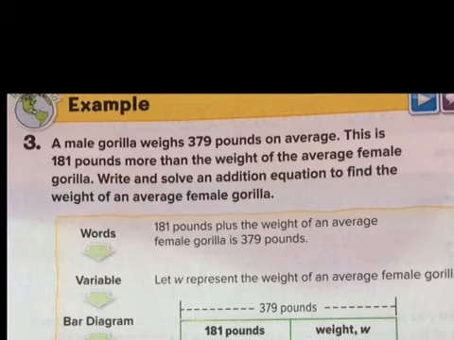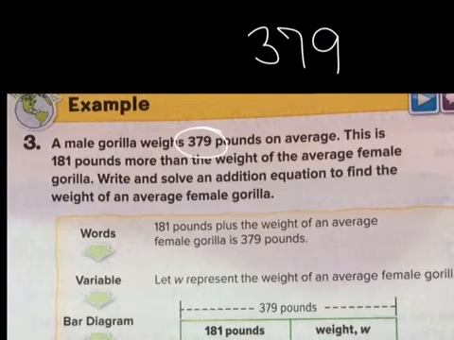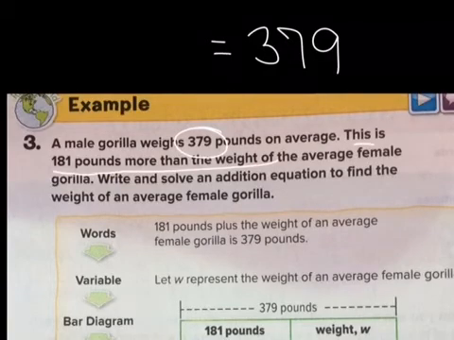So we know that our total is 379, right? And we know that this is 181 pounds more than the weight of an average. So that's going to be more. But we're looking for essentially the same thing we were doing in the word problem before. We're looking for what two numbers will make up 379. But we've already been given one, so we know it's plus 181.